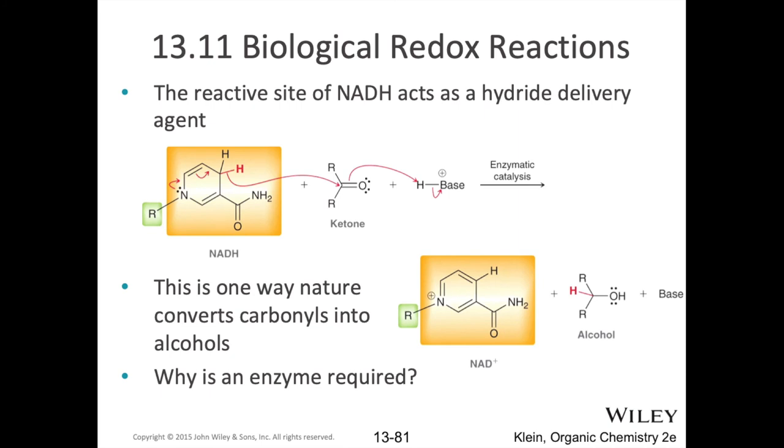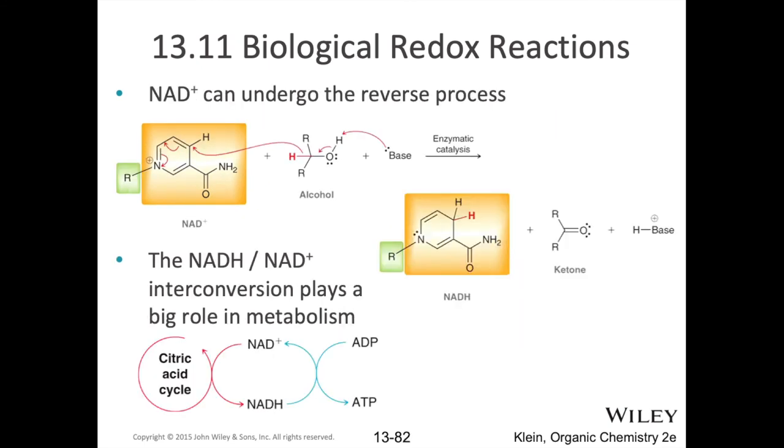So you usually have a system between NADH and NAD plus, and these are often catalyzed by enzymes. Okay, so this is a very big part of metabolism, for example. Again, if you've taken a biology or biochemistry course where you've looked at the Krebs cycle or the citric acid cycle, you will see that this is a big part of that pathway.